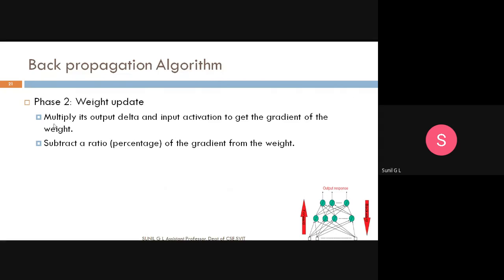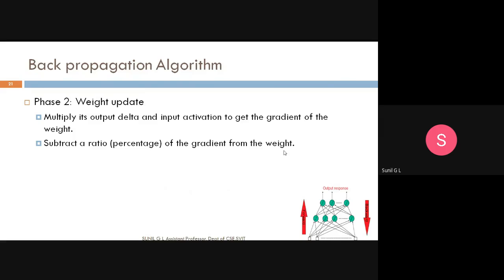In phase 2, we are updating the weights. When you update the weights, only then will you get an accurate result. Here we multiply the output delta and the input activation to get the gradient of the weight, that is, we get an adjusted weight. Then we subtract a ratio of the gradient from the weight.